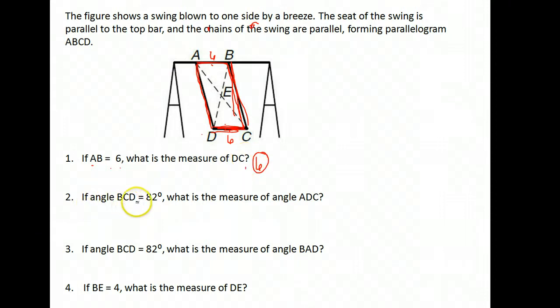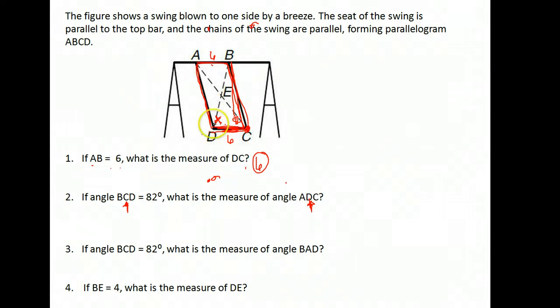Next, if the measure of angle BCD is 82, again, our angle would be located where our middle letter is in the name. So BCD, right here at C, is 82. What's the measure of angle ADC? Where is ADC? Well, it should be located at D. So this angle right here, I'm going to call it X for now. If this is 82, what's this one?